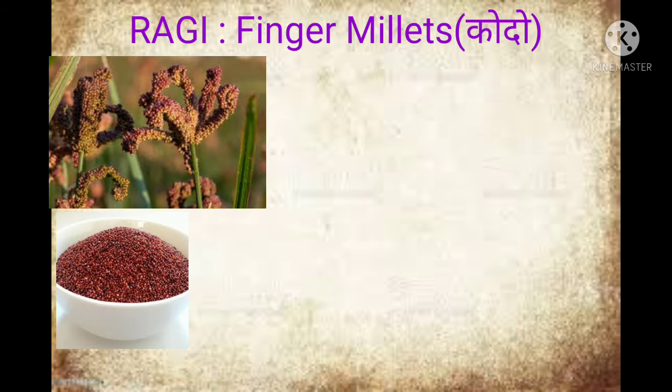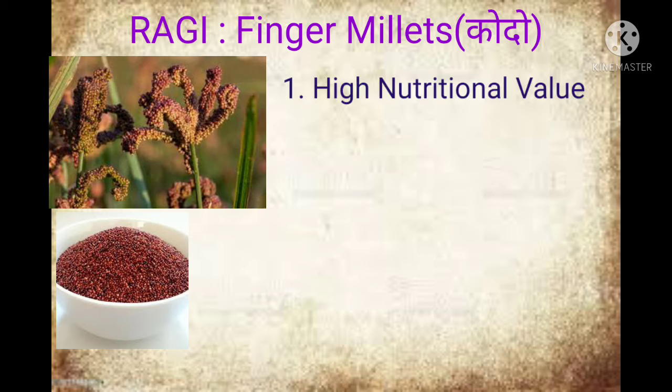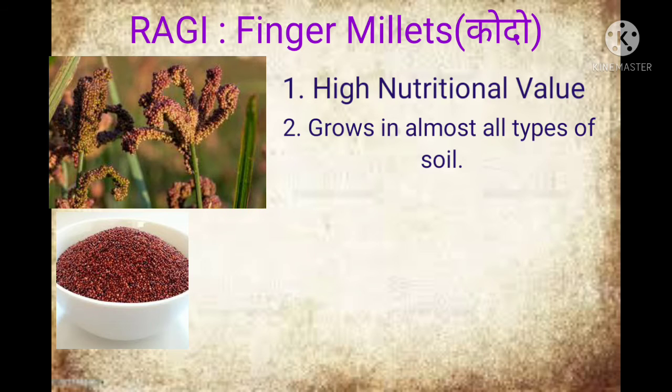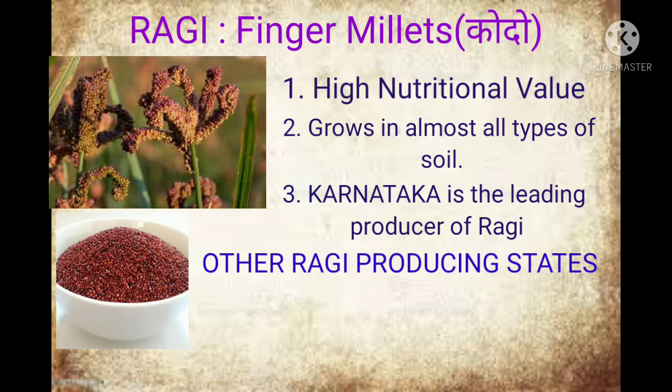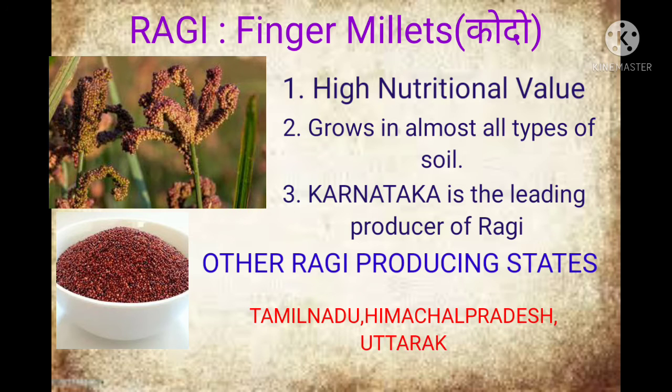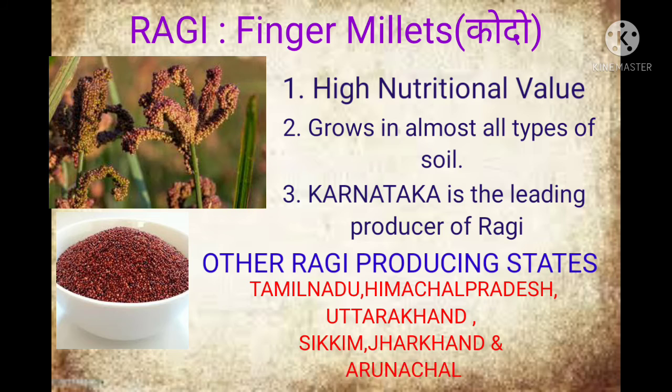Ragi, which is also known as finger millet, is known for its high nutritional value as it contains iron, calcium and roughage. Ragi grows almost in all types of soils like red, black, sandy or loamy soils. Karnataka is the leading producer of ragi. Other important ragi producing states are Tamil Nadu, Himachal Pradesh, Uttaranchal, Sikkim, Jharkhand and Arunachal Pradesh.